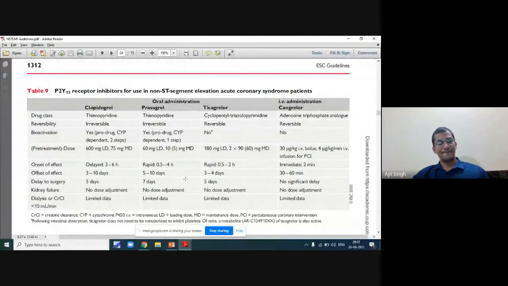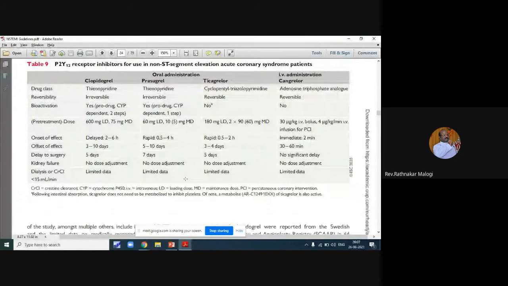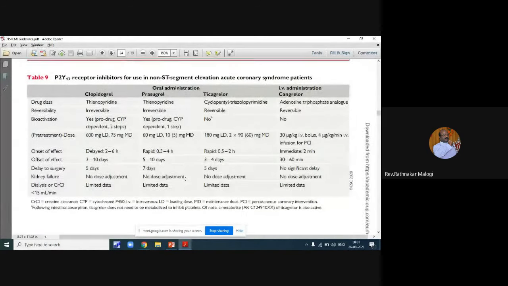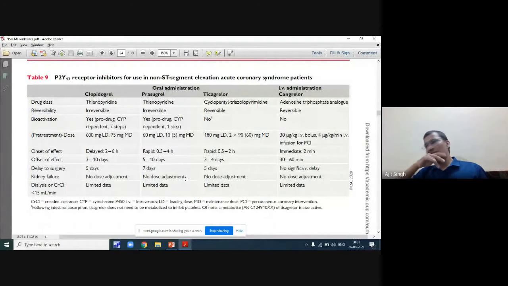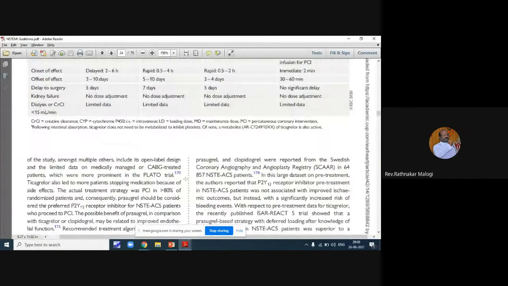Excuse me, sir. Yes, please. As you said, antithrombotic therapy is not recommended in case of CKD and diabetes. What treatment should we give in that case, sir? No, in that case, we can simply go with antiplatelet therapy.